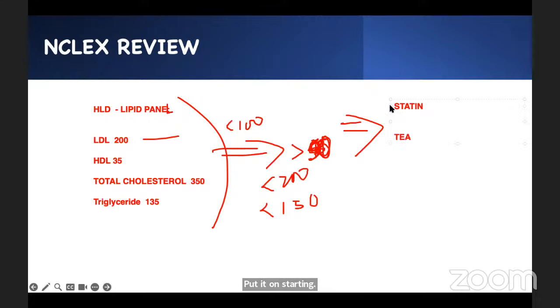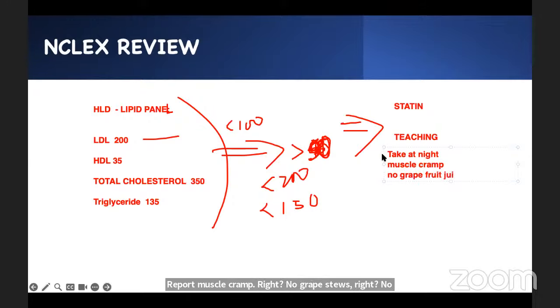Okay. What teaching do you provide? Diet. Somebody said low-fat diet. But that is not specific. For starting a statin, specifically you have to teach them to take it at night. Report muscle cramps, right? No grapefruit juice, right? No fruit juice. And what else? There's one more.